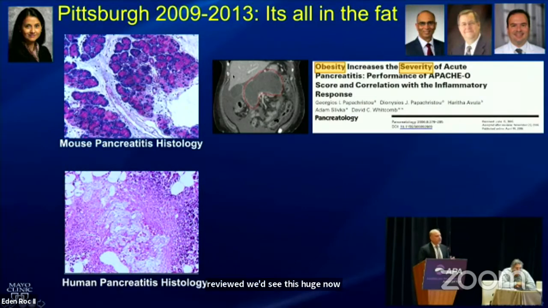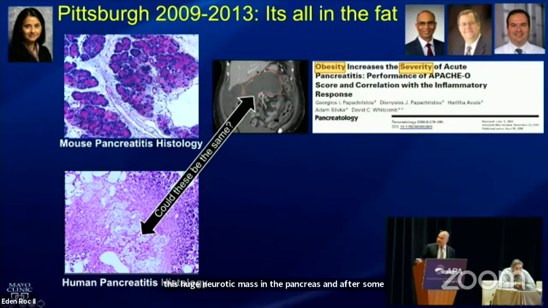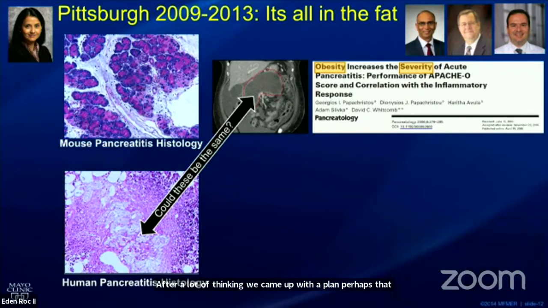the pancreas. And after some time, it occurred to me, could it be that what we were seeing histologically here and in that necrotic mass was essentially the same phenomenon? And if so, how would we ever prove it in this big mess of necrotic pancreas, that it was fat necrosis that was resulting in it? After a lot of thinking, we came up with a plan, perhaps, that we should make a system in which we can co-culture adipocytes and acinar cells to see how one influences the other.